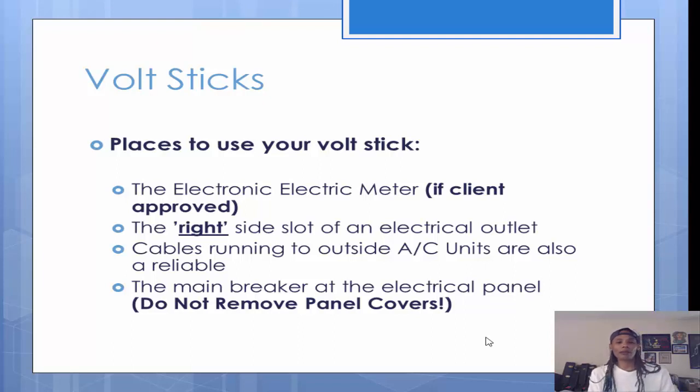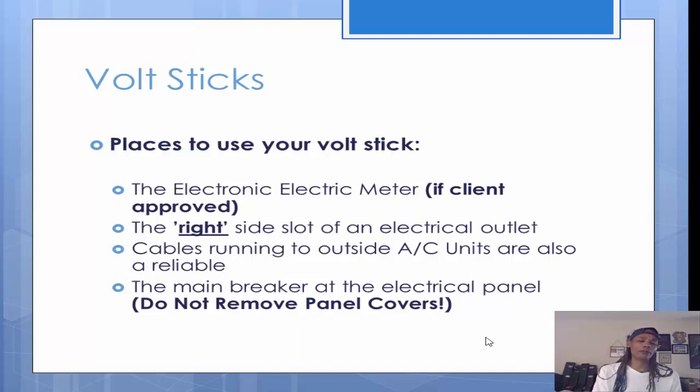The third place is the cables running to the outside AC unit. That's also a reliable location for you to use your volt stick. And the other place is the main breaker panel, the electrical box. We all usually have a breaker box inside our homes.